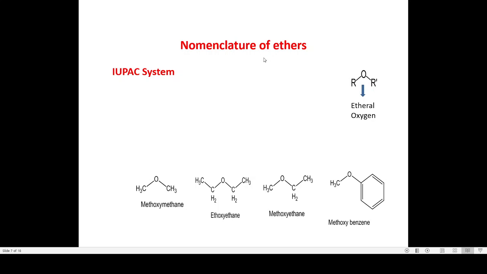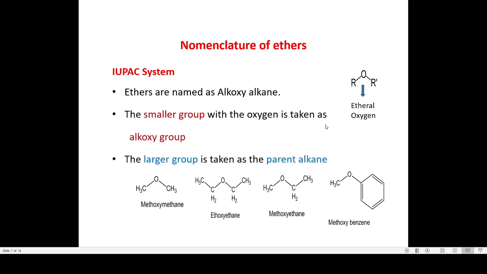Coming to the nomenclature of ether according to the IUPAC system, this is the functional group where this oxygen we designate to be the etheric oxygen, which is flanked on either side by an alkyl or an aryl, which can be the same or different. According to the IUPAC system, we name the ether as alkoxyalkane. So the smaller group with the oxygen is taken as the alkoxy group and the larger group is taken as the parent alkane. So once again I repeat, in the IUPAC system, we consider the ethers to be alkoxyalkane and here the smaller group with the oxygen is taken as the alkoxy group and the larger group is taken as the parent alkane.